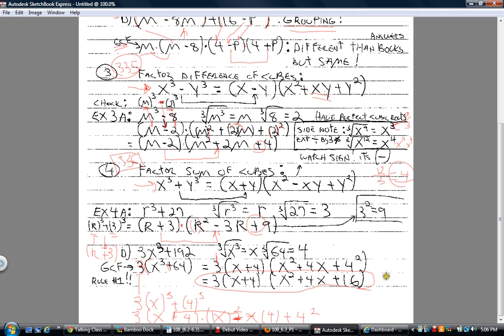Okay, so we've done it here. This page was just a tad longer than I usually like to go, but we get to check this off for section 6.3, and we have taken care of special factoring.